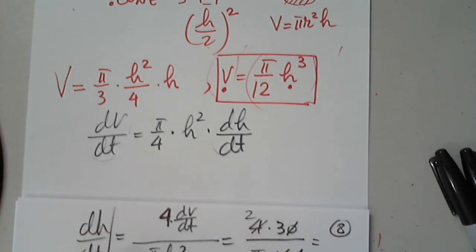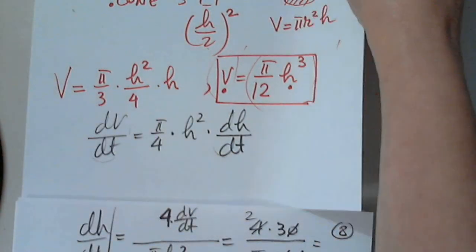So the height is changing when the height is 10. At that instant, if you give me a different height, then the rate of change will be different. At that point where h is 10, at that moment, the height is changing at 0.382 feet per minute. Is this okay?